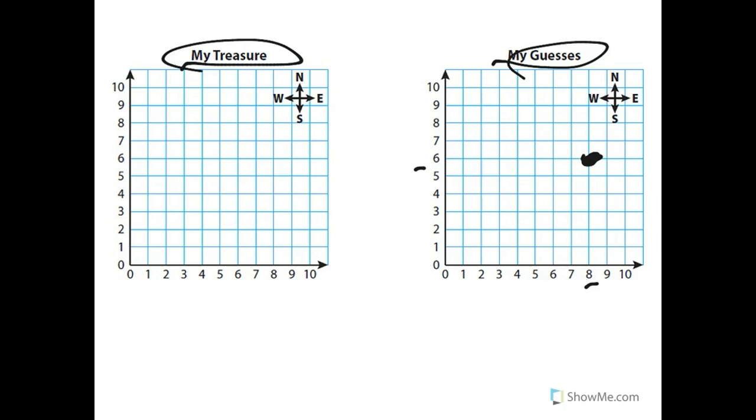9, 4. 9 and 4. You are again southeast of my treasure. My treasure is northwest of you. So in other words, I'm saying you're this way from my treasure, and my treasure is this way from you. All right, so now we got that confusion done.